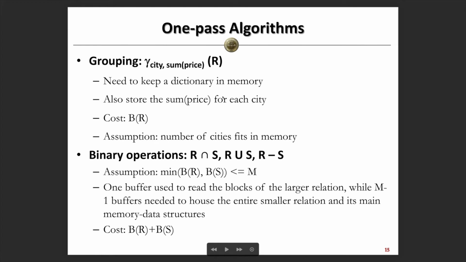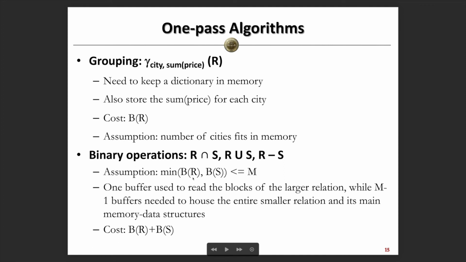Besides this operator, another kind of operator we want to show here is the binary operations. Given two relations R and S, we can calculate the intersection, the union, as well as the difference of these two relations. You can imagine how to implement these operators with a one-pass algorithm. Normally, when implementing these operators with a one-pass algorithm, we have an assumption or requirement, denoted by min of B(R) and B(S) is no greater than M.